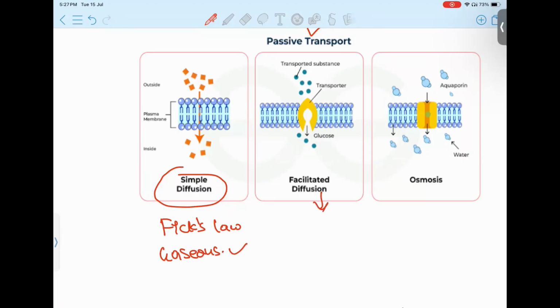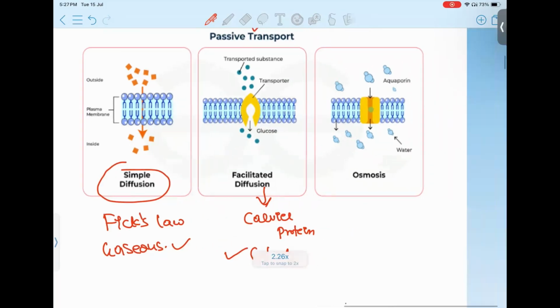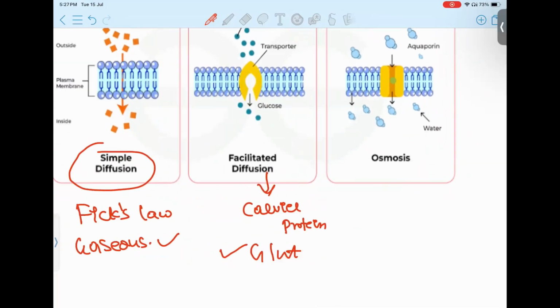The facilitated diffusion needs a carrier protein, and that is commonly associated with the GLUT transporters, like your glucose transporters, which are associated with facilitated diffusion. And osmosis usually does not need any kind of energy, but it needs a special membrane to cross between membranes. And your examples are your endocytosis and your exocytosis.